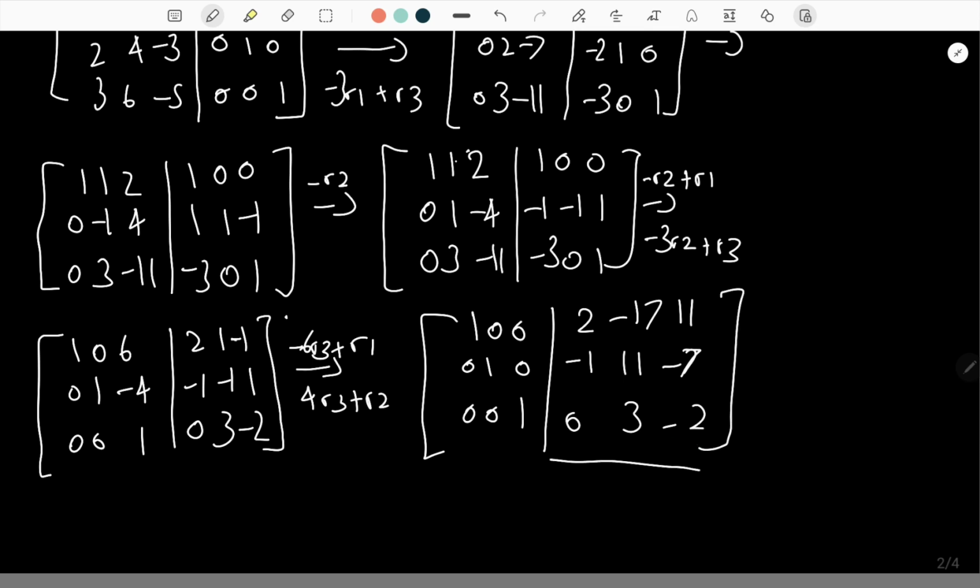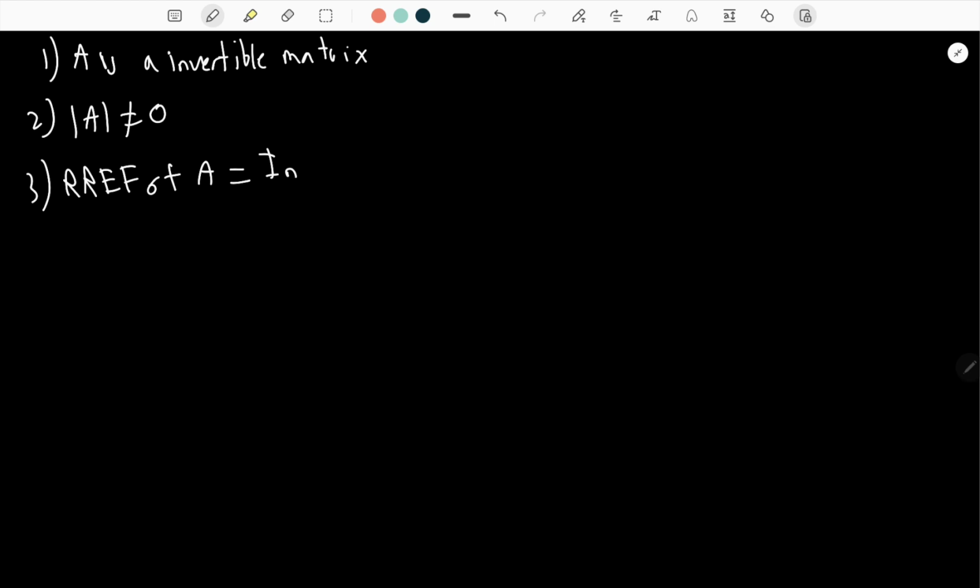So this is the inverse on this side. So the final answer here is this. So here are some conditions that if one of these conditions is true, then all of the other conditions are true also. So let's say if we find that the determinant is not equal to 0, then straight away we can say that the RREF of A is equal to identity.